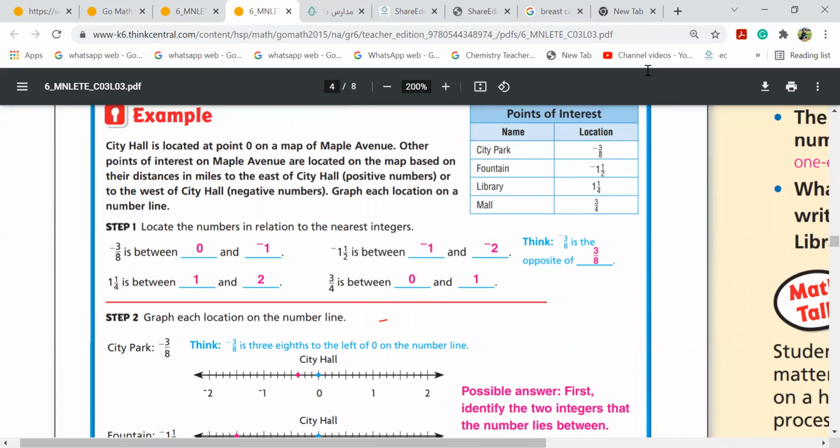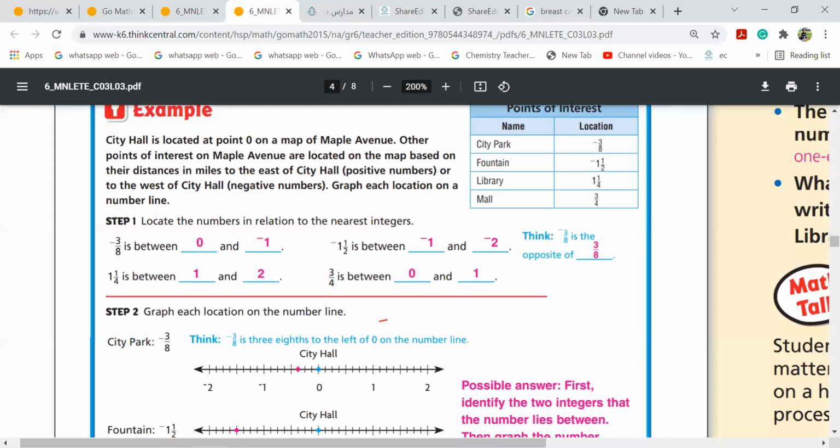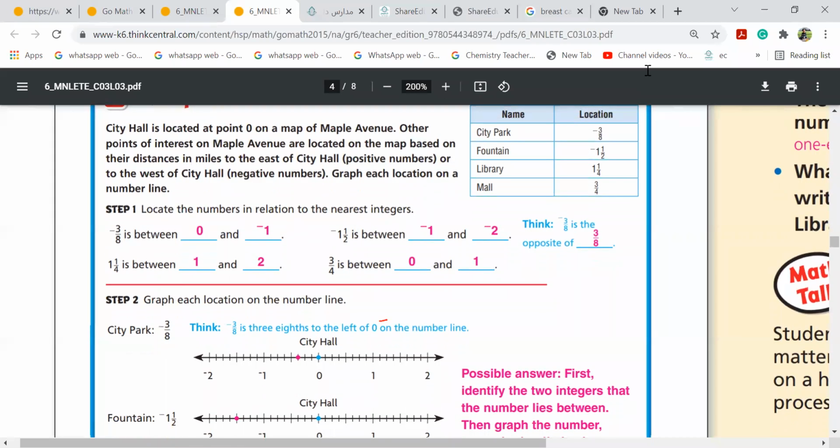City Hall is located at point 0 on a map of Maple Avenue. Other points of interest on Maple Avenue are located on the map based on their distances in miles to the east of City Hall or the west of City Hall. Graph each location on the number line.